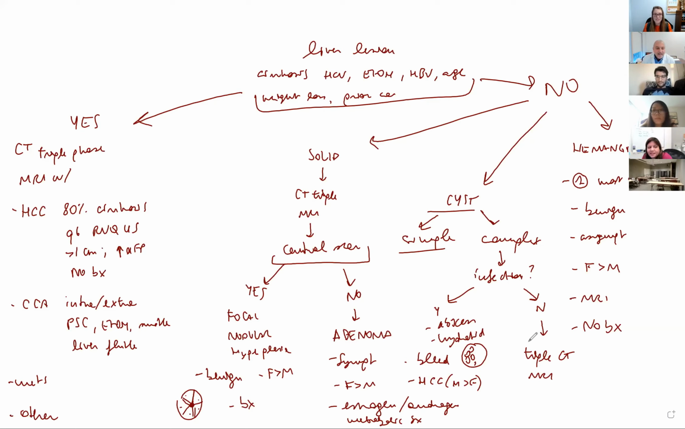I just want to make one point. A very nice summary, but my focus for the malignancy would be hepatitis B, because that's at higher risk to turn into carcinoma than hepatitis C.